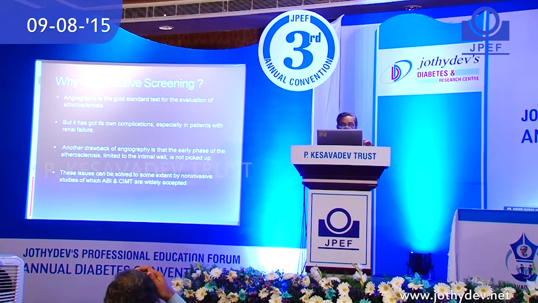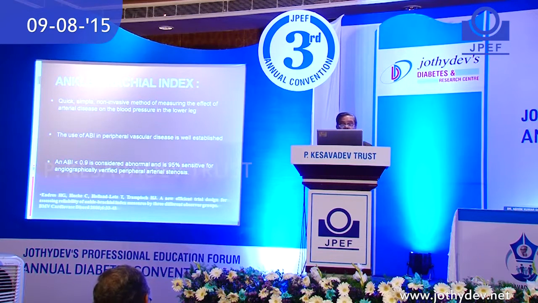It has to obstruct the lumen. This issue can be solved to a certain extent, not fully, by the non-invasive test, ABI. Needless to mention, it is quick, simple, non-invasive. The machine costs only 8,000 rupees. We can know the arterial disease and diabetes mellitus.